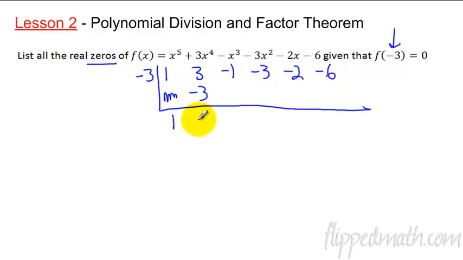Negative 3, 0, 0. Now, I'm not going to reteach how to do synthetic substitution or synthetic division, so if you don't know what in the world I'm doing here, you're going to need to go back and look at the second lesson. 0, 0, negative 2, 6, 0. Perfect. And if this last one is not a 0, then we messed up, because it said right here that it equals 0, meaning there has to be no remainder when we divide this.